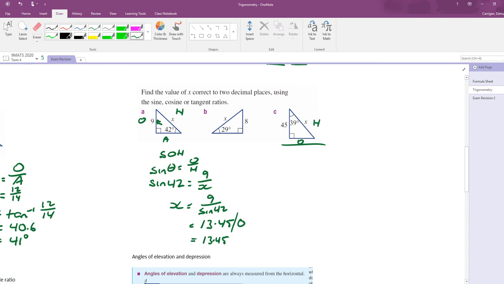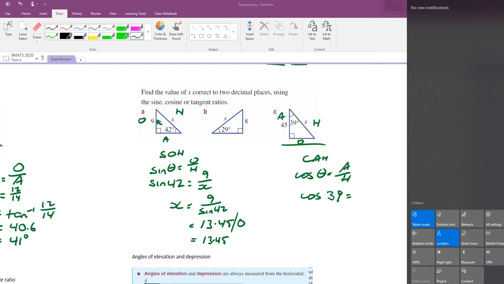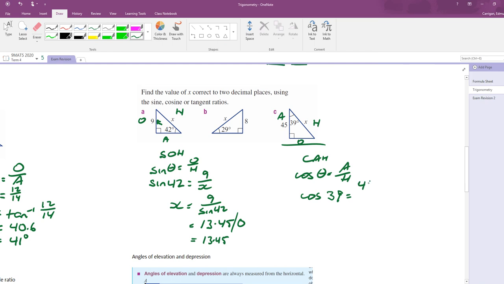If I do this one, I'll label it again. O, H, A. I've got A and H. I've got CAH. Cos theta equals A on H. Cos 39 equals 45 on X. I see my X is on the bottom. I'm not going to muck around with a whole heap of manipulation. I'm just writing it out the way I know it is. If it's on the bottom, I'm dividing.